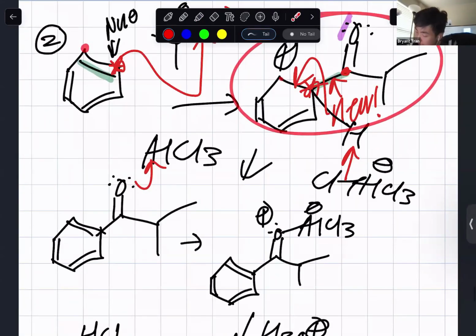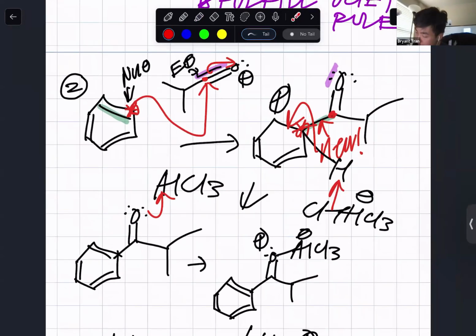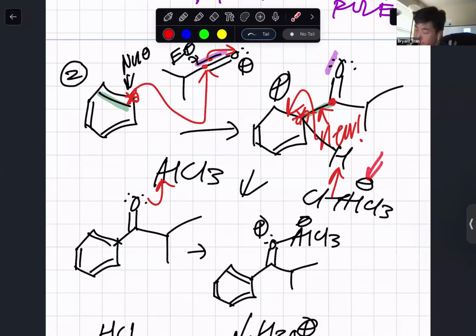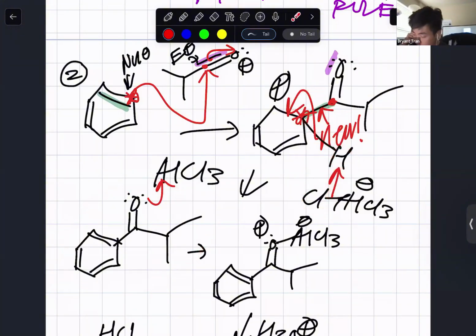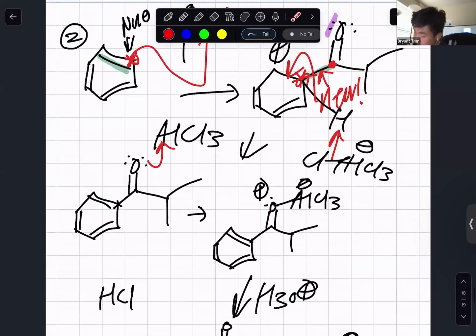And now we restore the aromaticity by using the base right here, which is this aluminum with 4 bonds to chlorine. Because aluminum is negatively charged, one of the chlorines will want to leave with the bond to make aluminum neutral again. So this chlorine here will leave with the bond to grab that hydrogen right there. This bond holding that hydrogen and carbon will break off and will form a double bond right there, recreating our aromatic benzene structure.